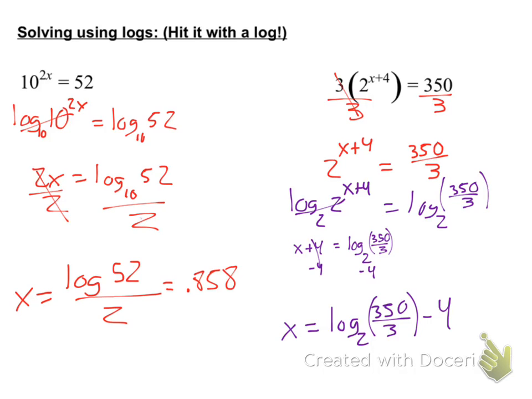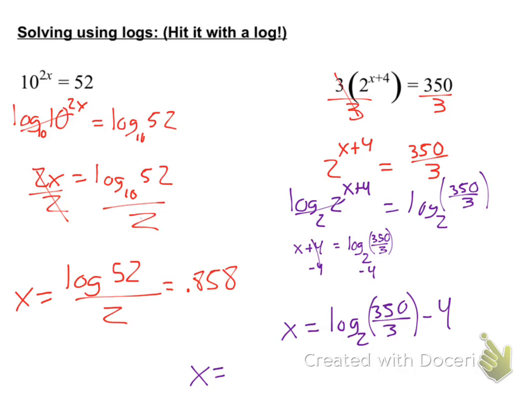But if I asked for the approximation, how can I change this? We can't put log base 2 on our calculators. At least most of us can't. How am I changing this, guys? Use what we did Thursday. Use the change of base. If I use change of base, x equals, what's the log base 2 of 350 over 3 going to look like?